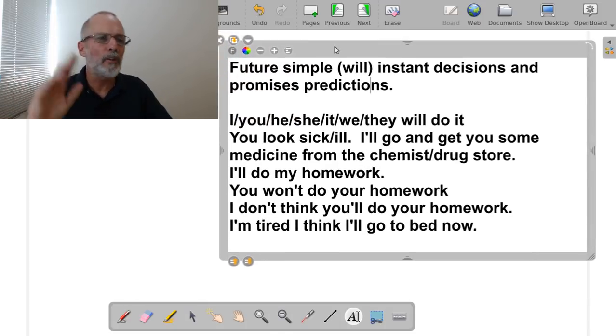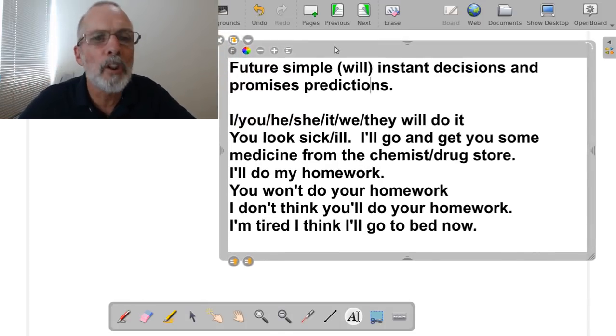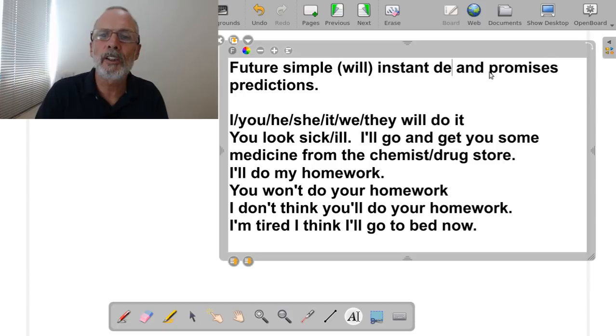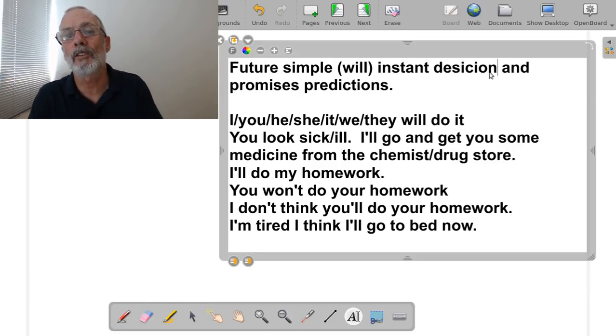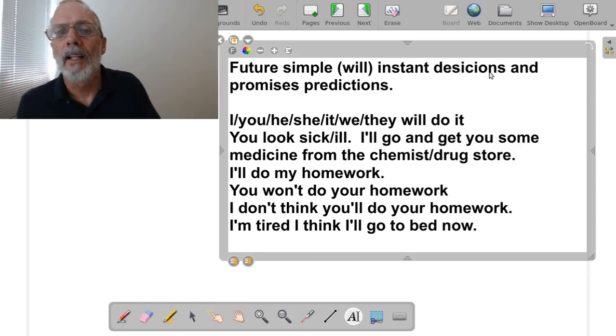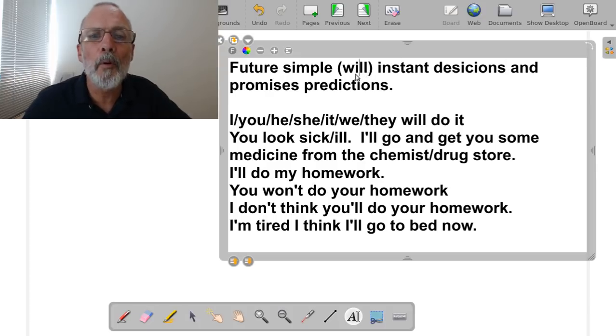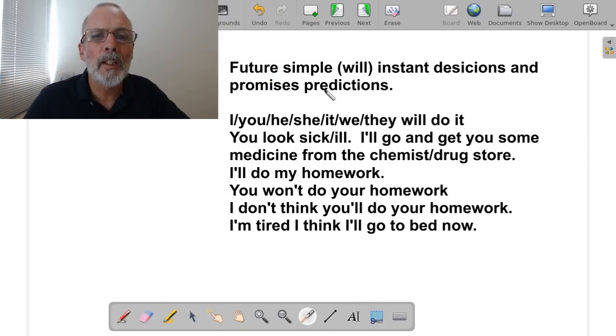Let's look at the future simple. We also saw the future simple, and we saw the future simple was made for, I keep spelling decisions wrong, sorry, decisions, because I copy-pasted. We see the future simple with the modal verb will is used for instant decisions, promises and predictions.